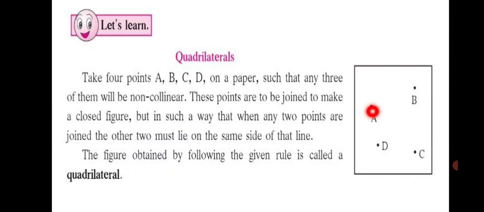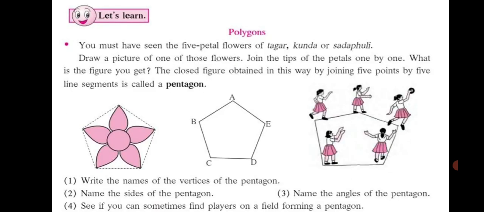So that means when you join A, you have to go to B, then C, then D, and back to A. The figure obtained by following the given rule is called a quadrilateral. So a quadrilateral is a closed figure having four sides. Now let us learn about polygons.